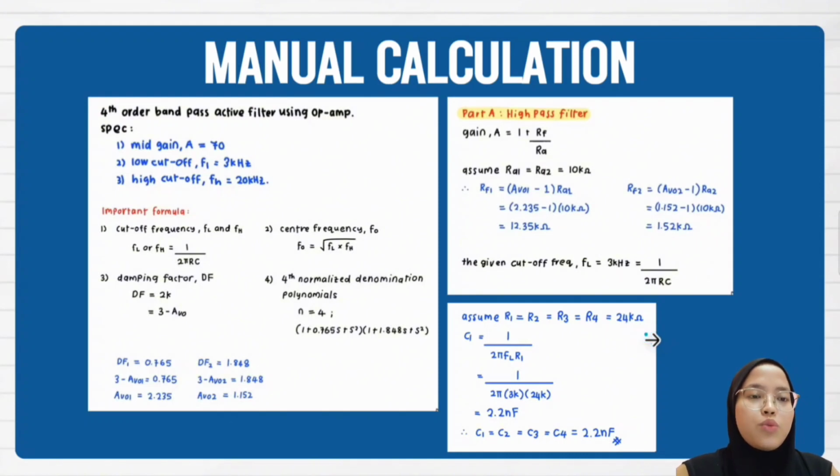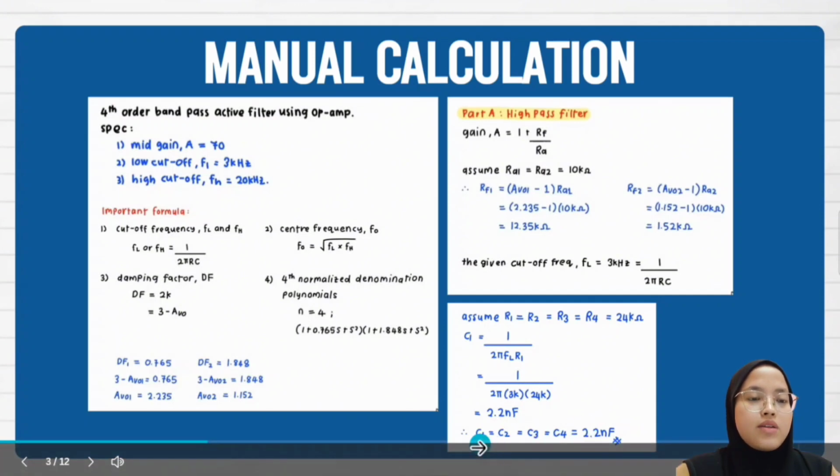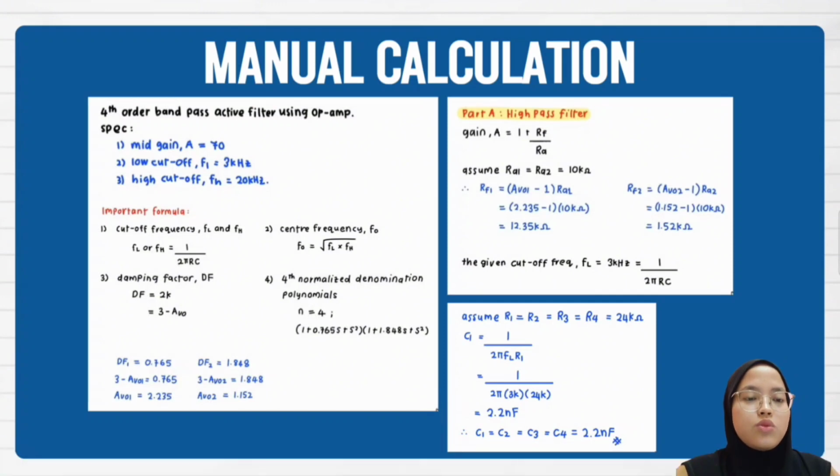So next, we want to determine the value of resistor and capacitor. We assume the value of R, which is R1, R2, R3 and R4, equal to 24 kilo ohm. And from the assumed value of resistor, we can calculate the value of capacitor. We get the capacitor value C1 equal to C2 equal to C3 equal to C4 equal to 2.2 nanofarad.